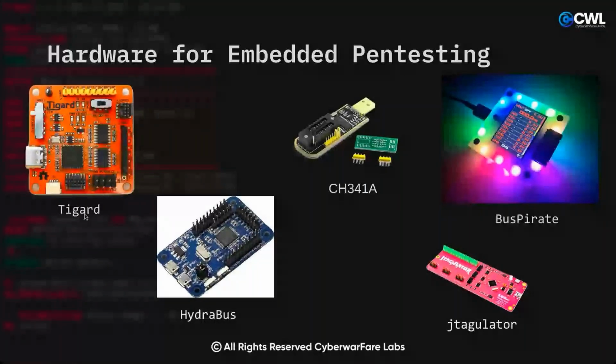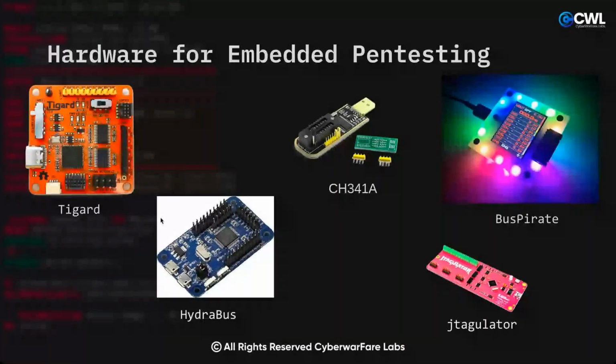So that's the level shifter for the voltage. Then we have I2C and we have UART here, and it is for Cortex debugging. This is for JTAG, and this one is for SPI, as we saw on the previous slide. So this is the Hydrabus, and the CH341A is for dumping the firmware, or flashing the firmware.